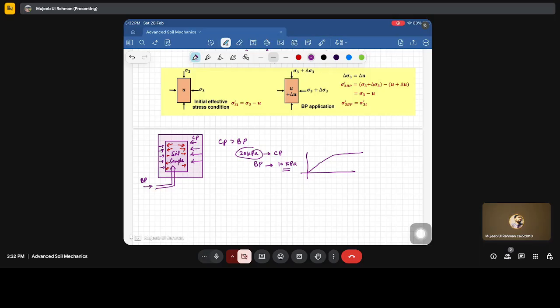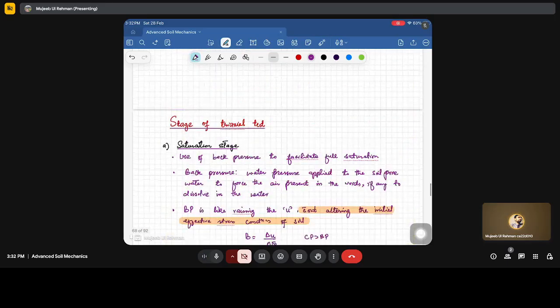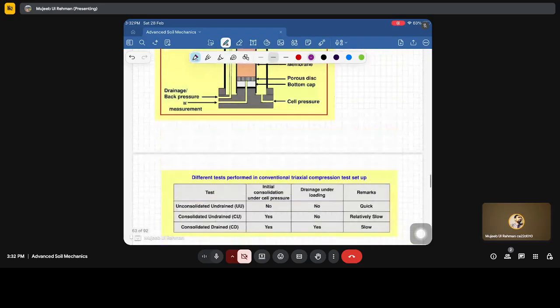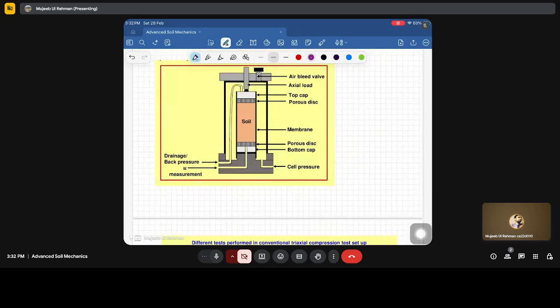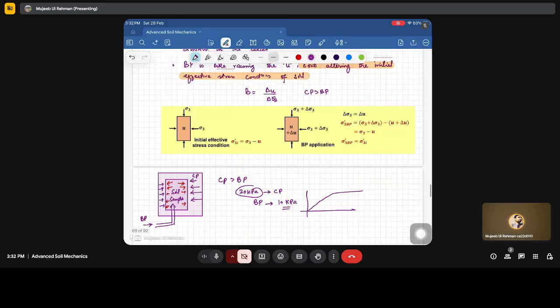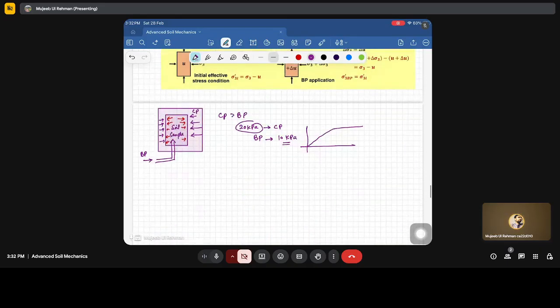And since the pore water pressure transducer is also attached to the same soil, at the top, this pore water pressure transducer will measure a pore water pressure value close to this 10 kPa. Correct? At this time, we will say that when we have applied the back pressure of 10 kPa, this has got equilibrated in the sample.